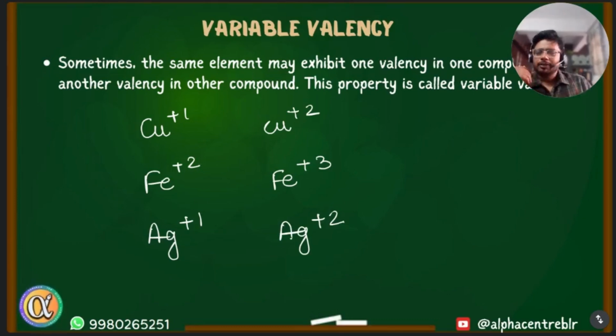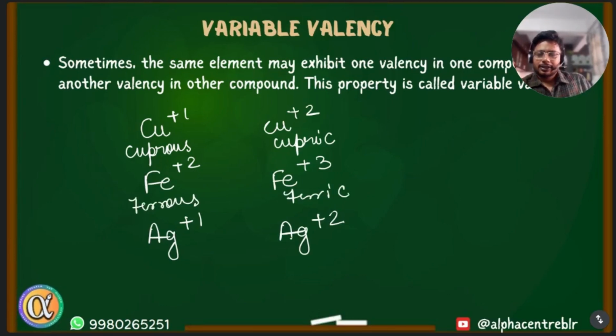Whenever they have variable valency, you will also find one more pattern. The one which has a lower valency is always named with -ous, like cuprous. But the one with a higher valency is known as cupric. This is again ferrous and ferric. And this is argentous, and this is argentic.